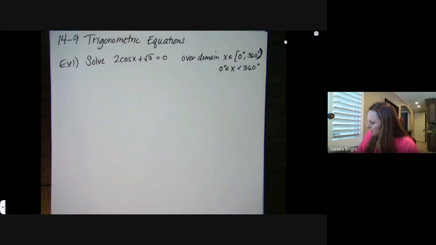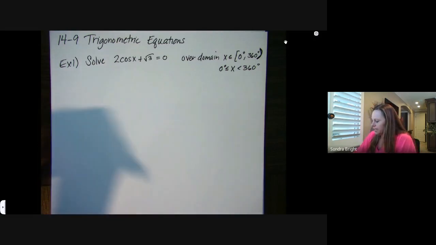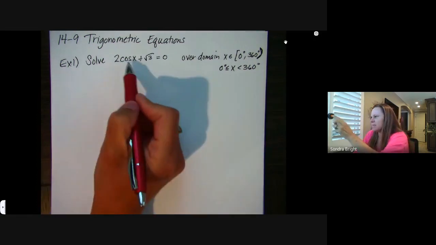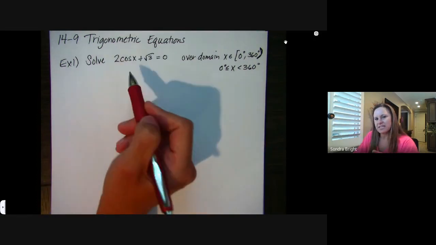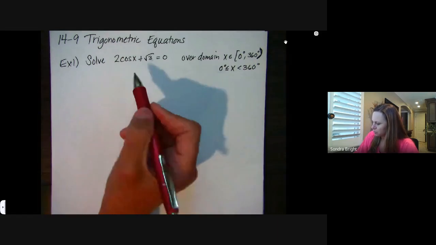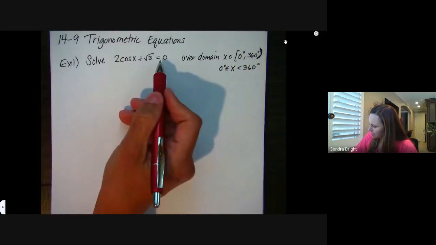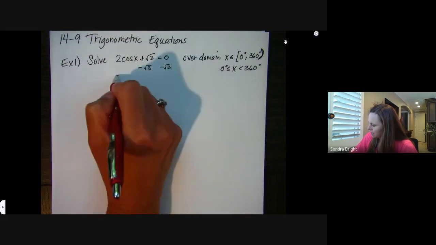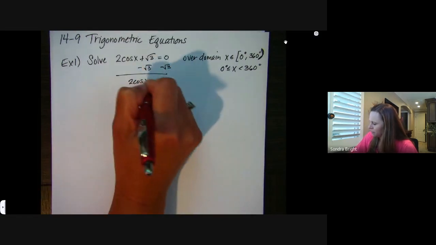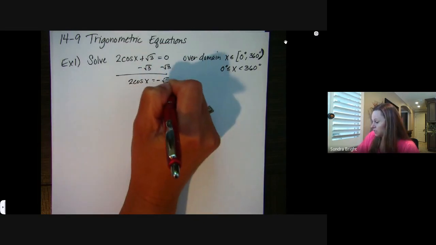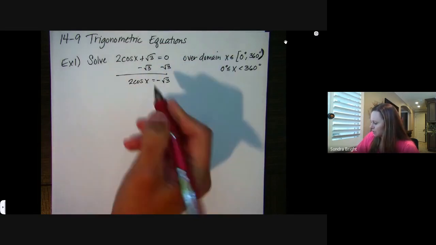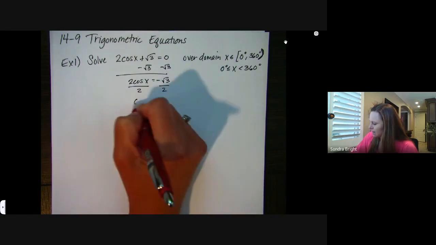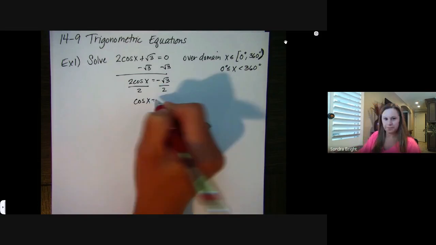Okay, so let's do this. How do you solve this? Well, you're going to treat it just as if cosine of x had just been an x. You treat it the same way, but then we'll have an additional step. So you want to subtract the rad 3 from both sides so that you get 2 cosine of x is equal to negative rad 3. Then you want to solve for cosine of x, so you divide both sides by 2. Now you have cosine of x is equal to negative rad 3 over 2.